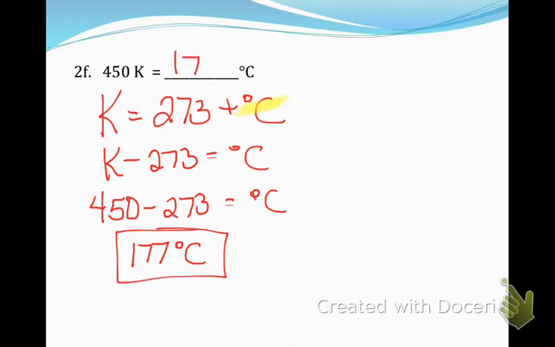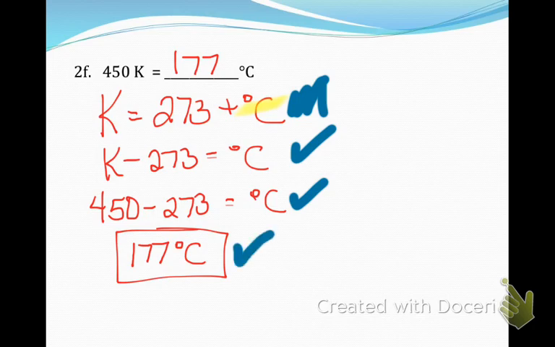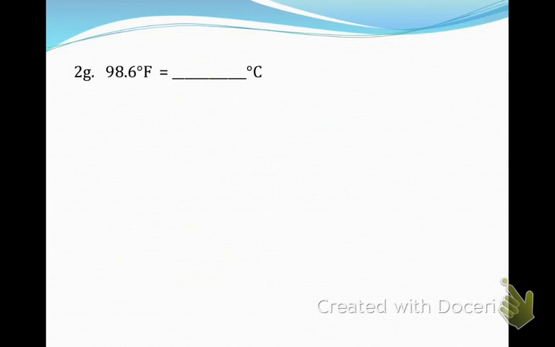Alright, so 177. Again, I have my formula, my rearranged formula here. Plug them in. And the final answer boxed and with units. Good. Alright, then I have G, 98.6 degrees Fahrenheit, close to body temperature, is equal to something degrees Celsius.